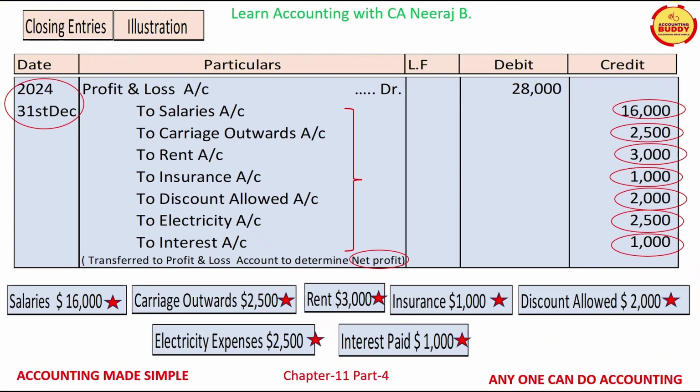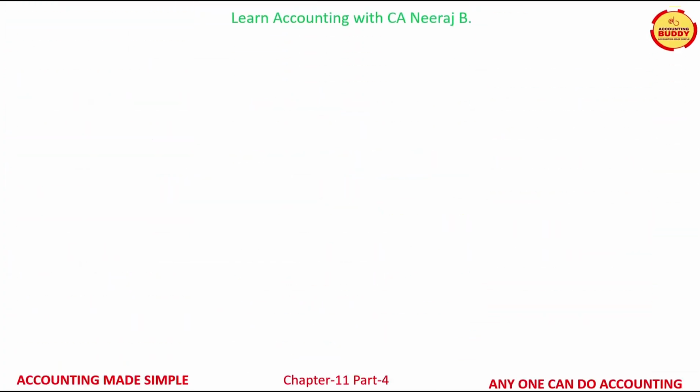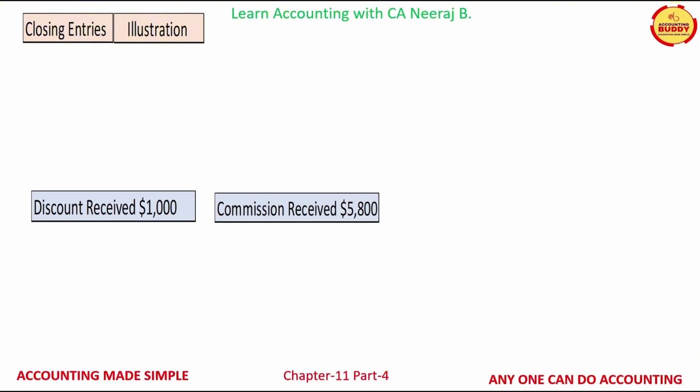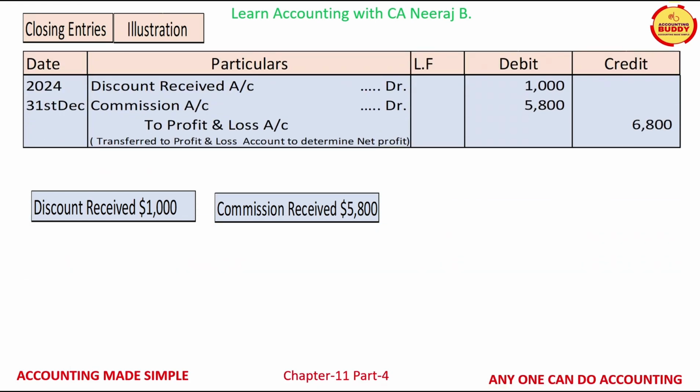Second aspect of the entry is debited to the profit and loss account for $28,000. The journal entry for income nominal accounts with credit balance of $1,000 for discount received account and $5,800 for commission received account will be passed as displayed on your screens to determine the net profit of the business. Entry is passed on the last day of the accounting period, that is 31st December 24.